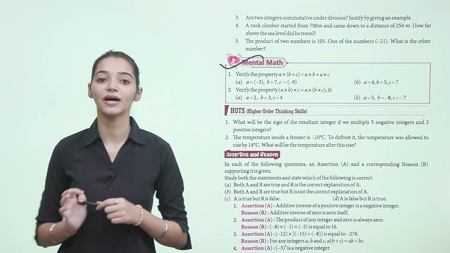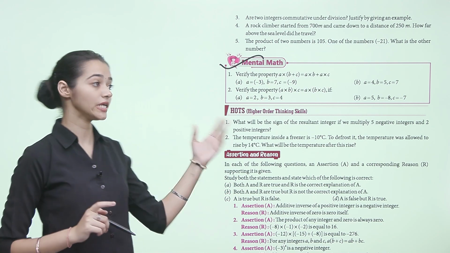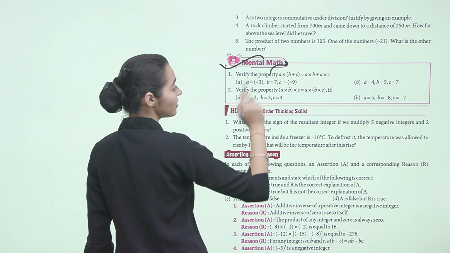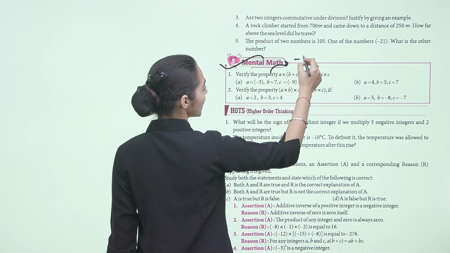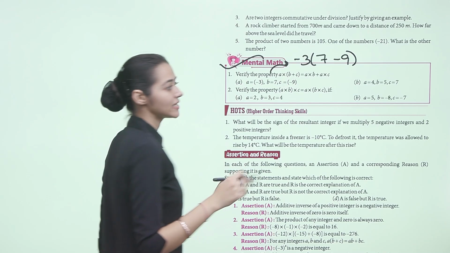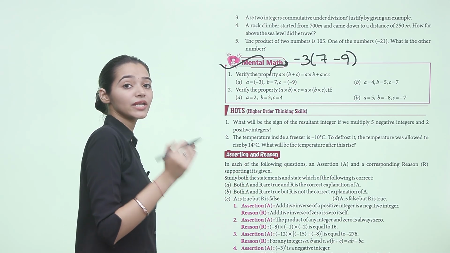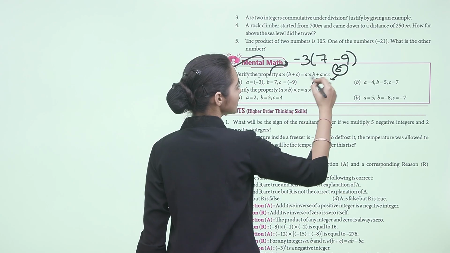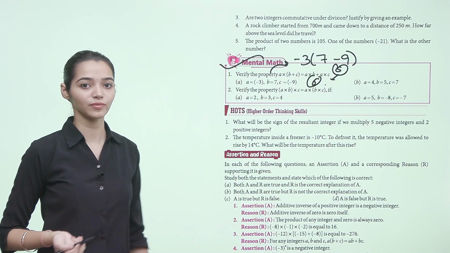Now here is our mental math. We have to verify this property where A, B and C are given to you. So when you verify it, what will be your A? A is minus 3 into 7 minus 9. That is, 7 minus 9 is minus 2. And minus 2 into minus 3 is what? 6. And when you apply it on the right hand side, 6 is your answer. That's how you can solve the remaining ones.